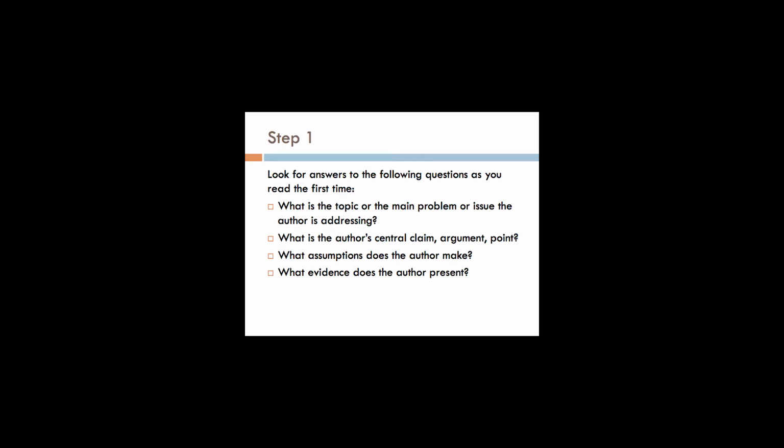Reading the first time, look for the answers to the following questions. What is the topic or the main problem or issue that the author is addressing? What is the author's central claim, his argument, or his point? In other words, you're looking for the main idea. What assumptions does the author make? And lastly, what evidence does the author present?